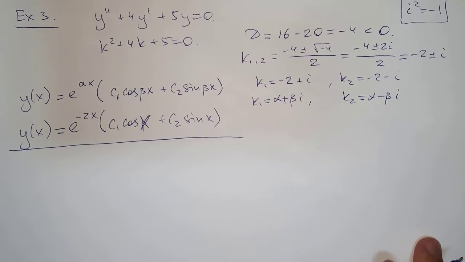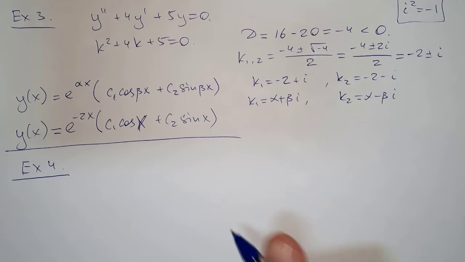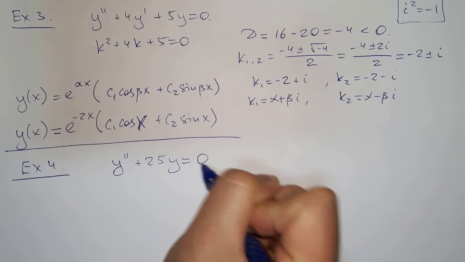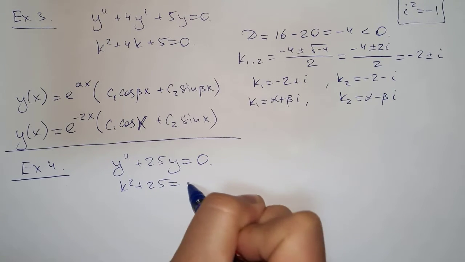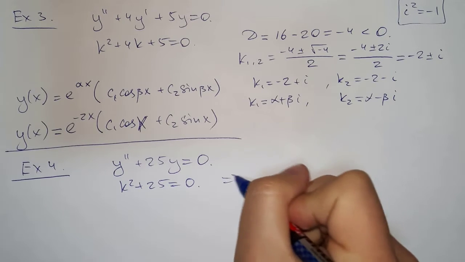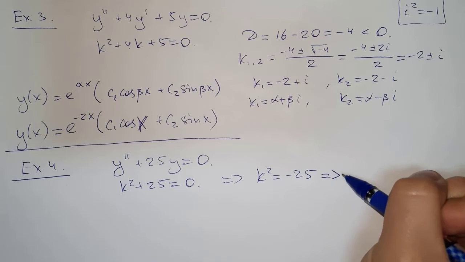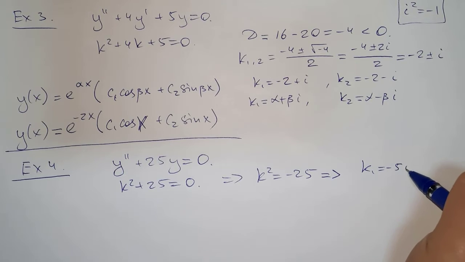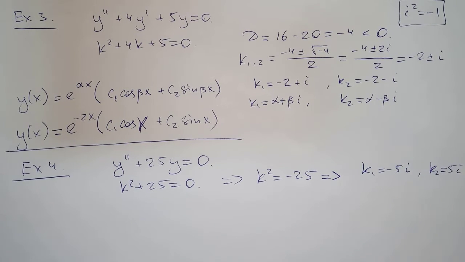And now let's consider the next one, exercise number 4. Here we have the next equation. Solve the equation y double prime plus 25y is 0. So this is k squared plus 25 is 0, and hence k squared is minus 25. Now we can solve using complex numbers. It will be k1 is minus 5i and k2 is 5i.